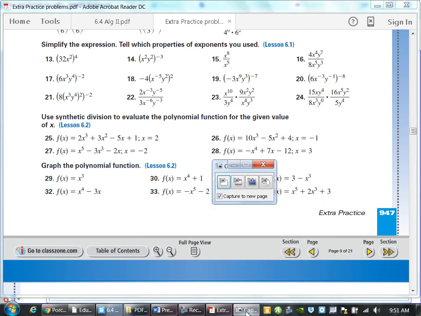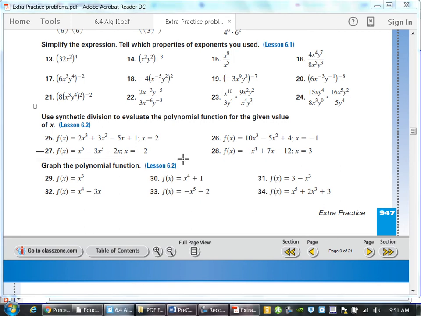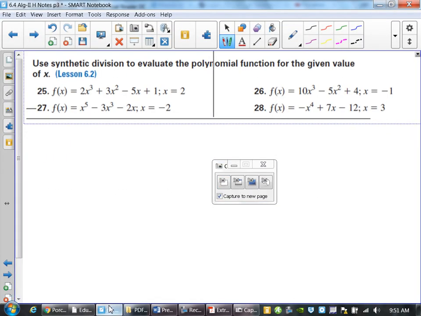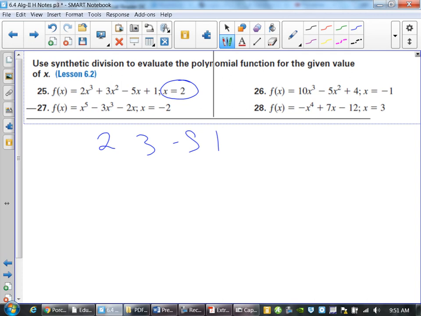If I'm using synthetic division, synthetic division is a method of substitution, okay? And if they're asking you to use synthetic division to evaluate a polynomial at a specific value, what you're doing here is using all the coefficients in descending order as well as any placeholders that might be there. For example, if I'm looking at number 25 here, I have cube, squared, x, and then a constant. I don't need any placeholders, so all I do is pluck out the coefficients: 2, 3, -5, 1. Synthetically dividing by 2.